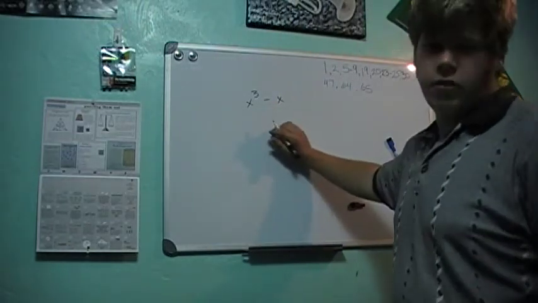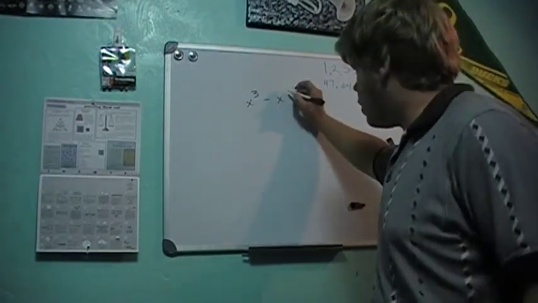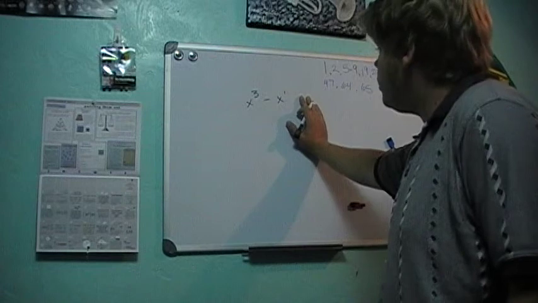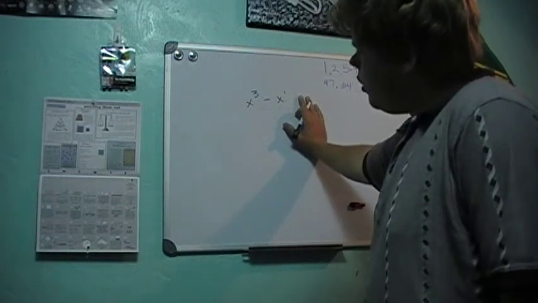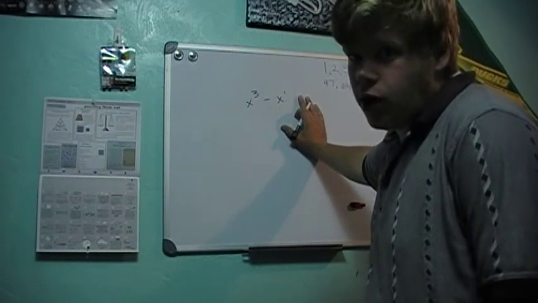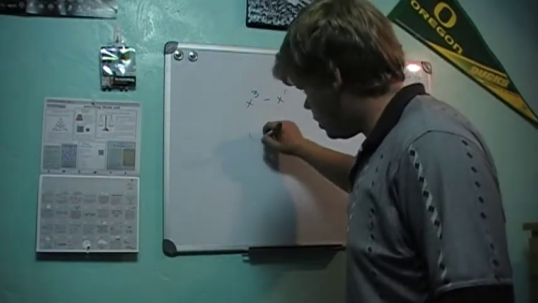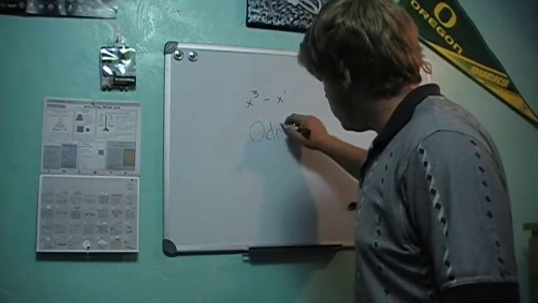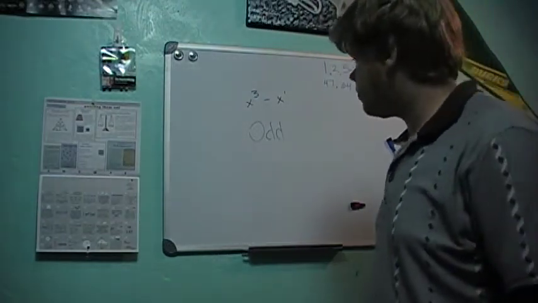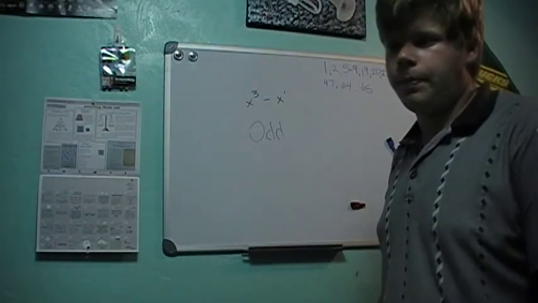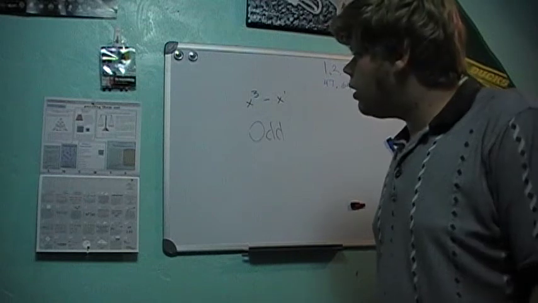Okay, so the exponent on just a bare x is 1. You just have to remember that. So then the exponent on the x cubed is 3, so that's odd. And the other exponent is 1, also odd. So this function is odd. And you can sketch that graph. And I think that'll do it.